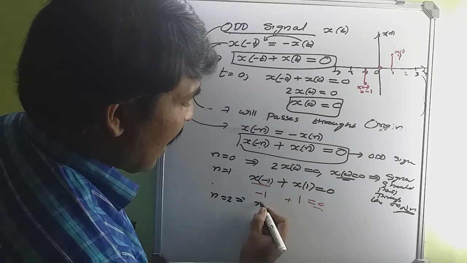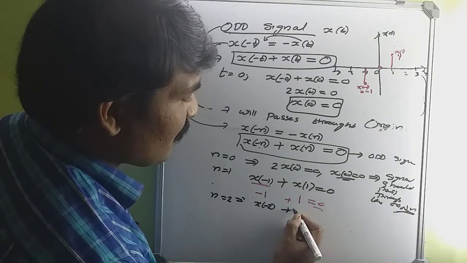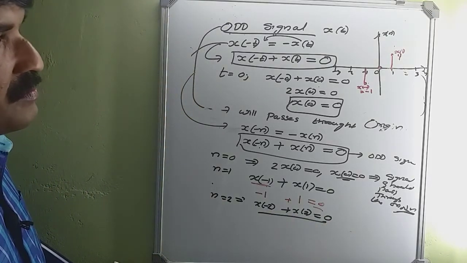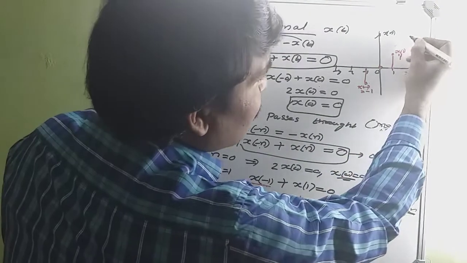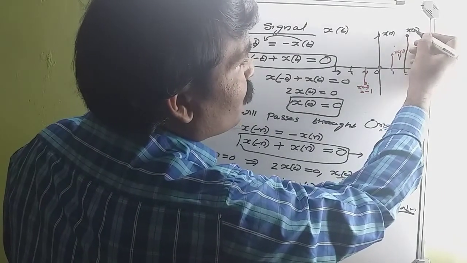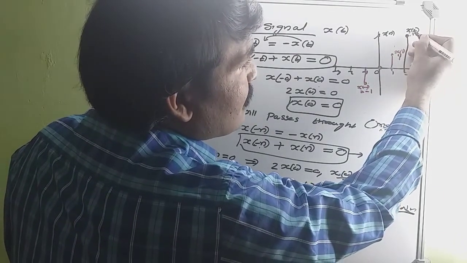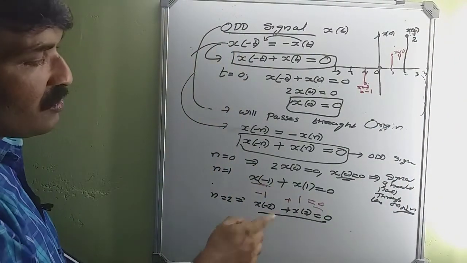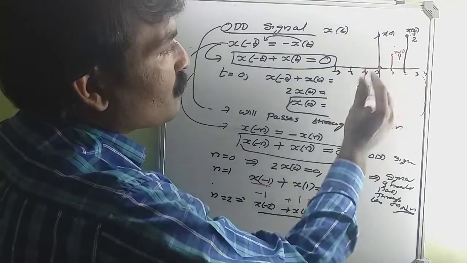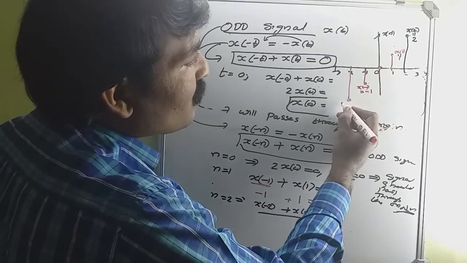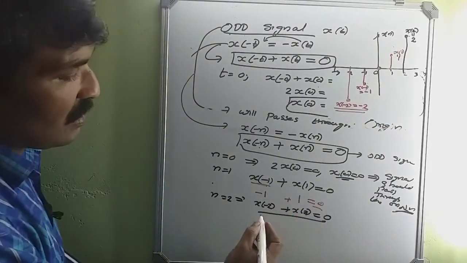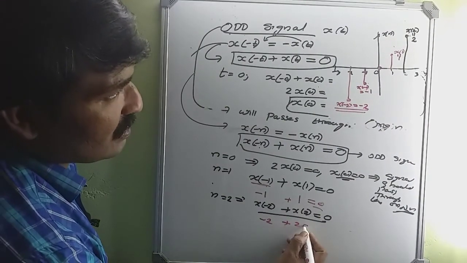This implies x of minus 2 plus x of 2 is equal to 0. That means I am drawing, let this be x of 2, the value of the signal. This dot indicates the strength of the signal, let this be equal to 2. Then to satisfy this condition, x of minus 2 should be minus 2. Then minus 2 plus 2 is equal to 0.